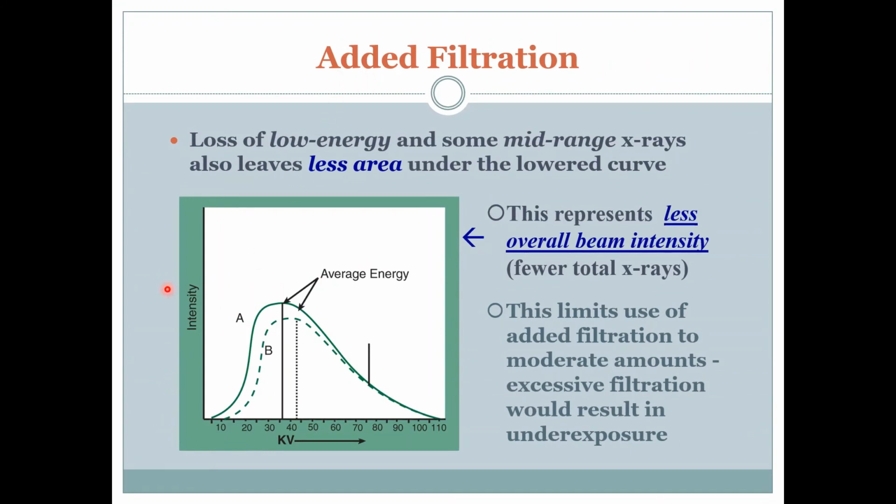Filtration. As I mentioned, filtration took away those low energy X-ray photons. So the loss of low energy and mid-range X-rays leaves less area under the lower end of the curve. This represents less overall beam intensity, and this limits the use of added filtration to moderate amounts. We have to use the right amount of filtration. Excessive filtration would result in underexposure.